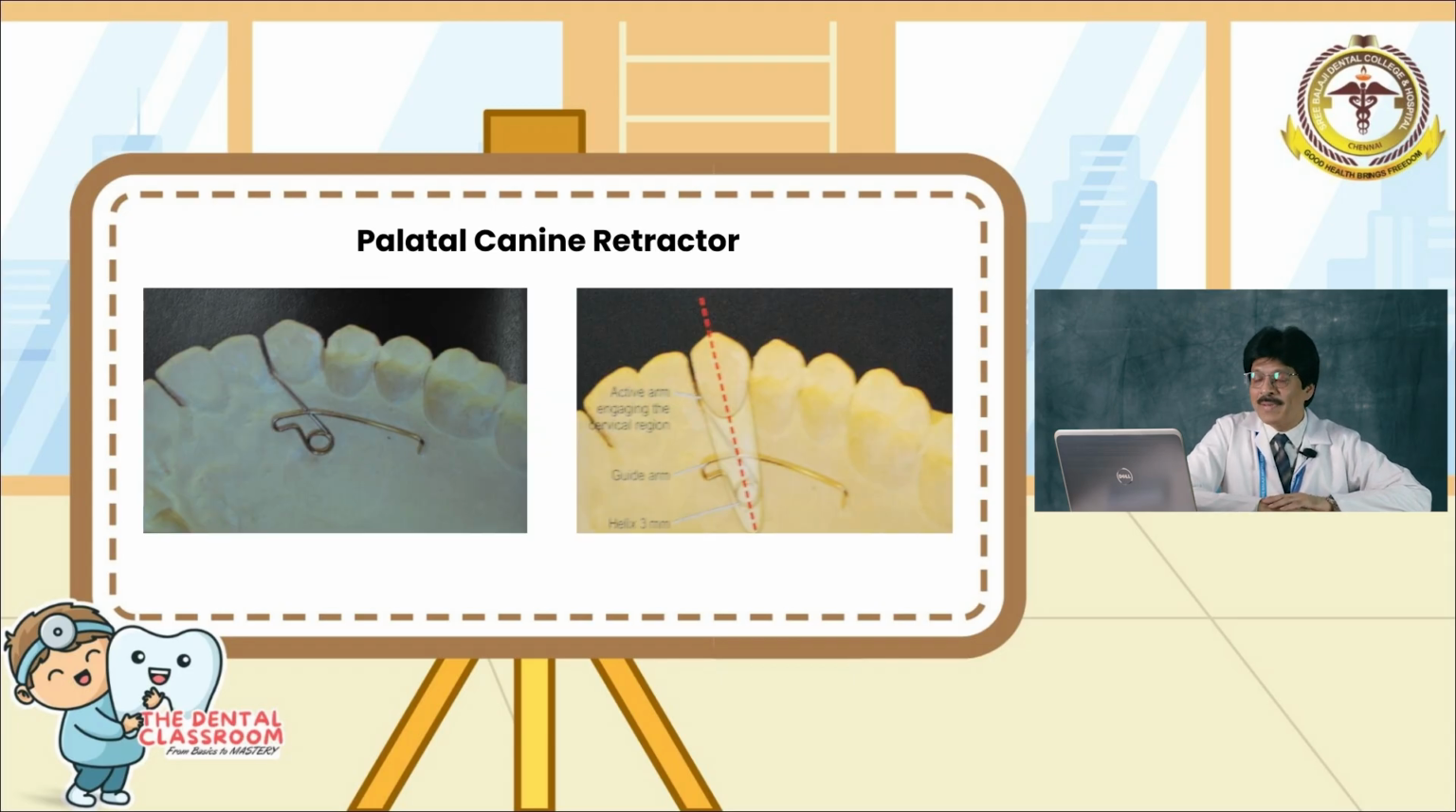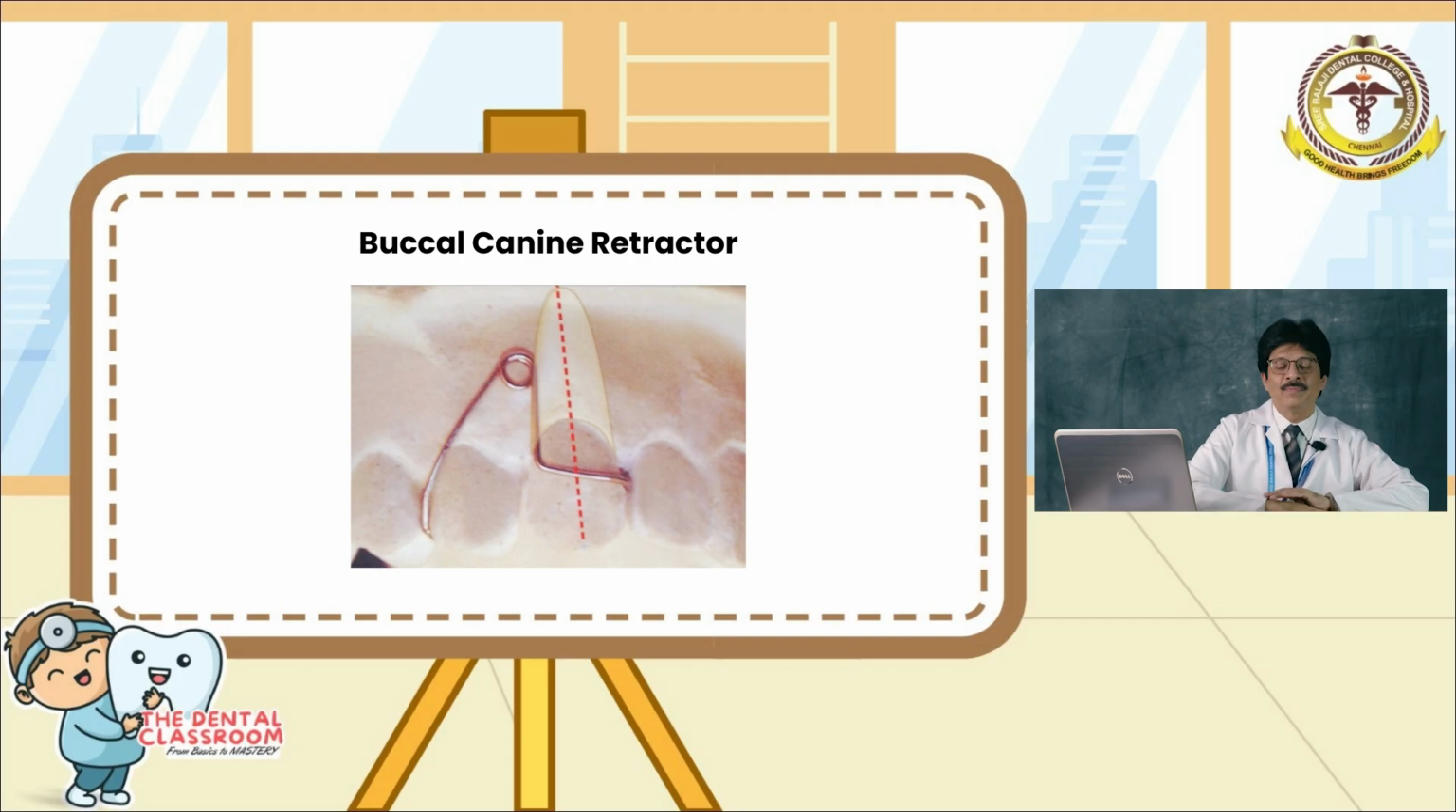Then we have the palatal canine retractor. This is used if you want to distalize the maxillary canine. So if you already have a case where your maxillary canine is nasally tipped, then it is a very ideal case for you to just distally tip it with the help of this palatal canine retractor. But if your maxillary canine is buccally placed, then you have to use a buccal canine retractor.